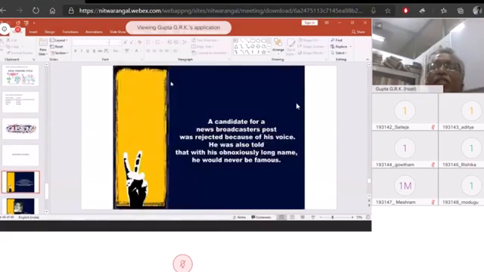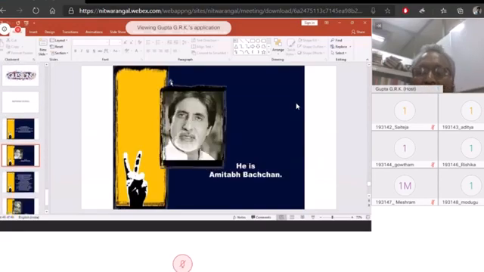Just see, a candidate applied for a news broadcaster's post, and he was rejected because of his voice. He was also told that with his obnoxiously long name, he would never be famous. And he is none other than Amitabh Bachchan.